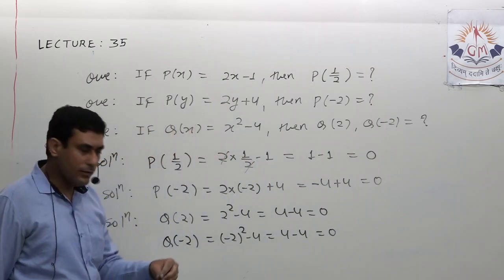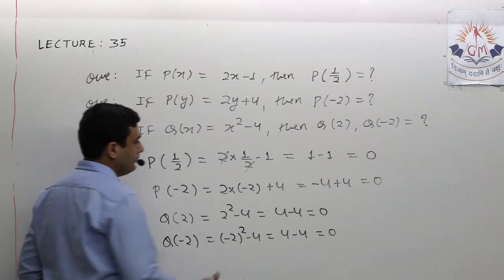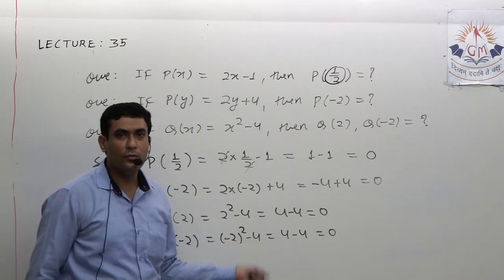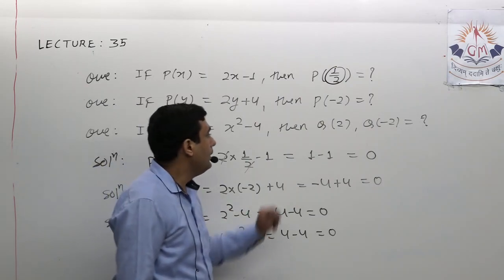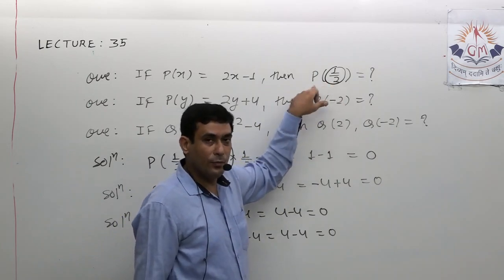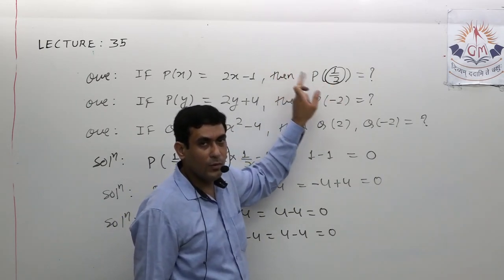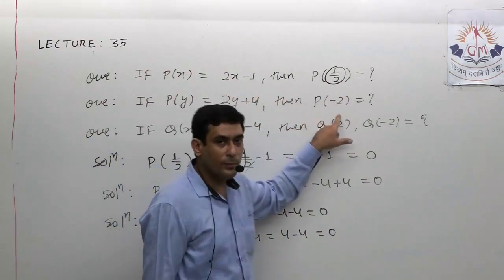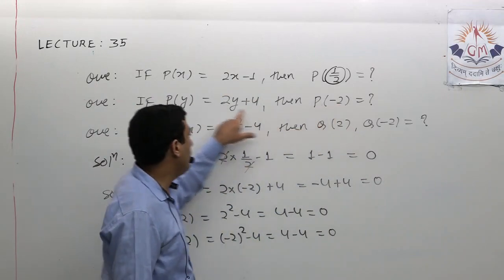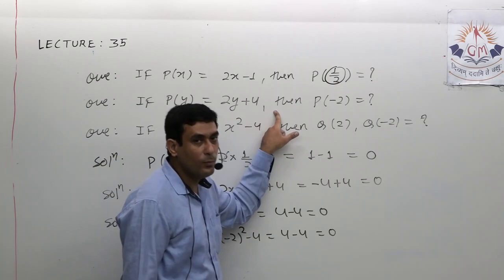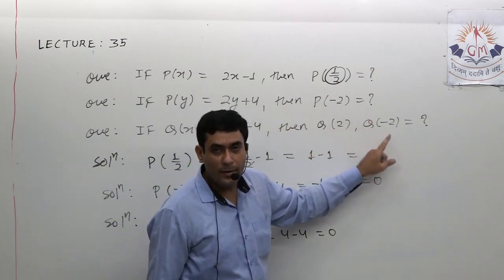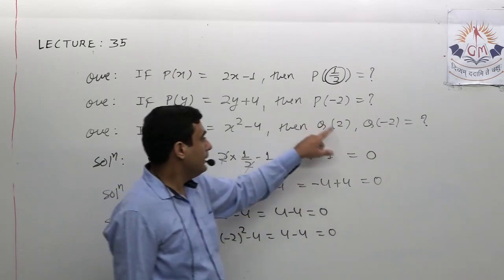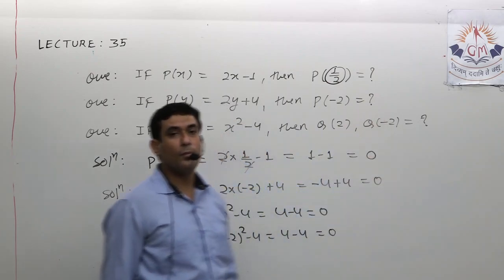So, as I discussed in the previous sum, whatever value makes the polynomial 0, that value is called the 0 of the polynomial. Over here p of 1 by 2 is equal to 0 for the given polynomial, so I will say 1 by 2 is a 0 of the given polynomial. Over here p of minus 2 is equal to 0, so I will say minus 2 is a 0 of the given polynomial. Over here 2 and minus 2 both give the value of the polynomial 0, so I say this 2 as well as this minus 2 is a 0 of the polynomial.